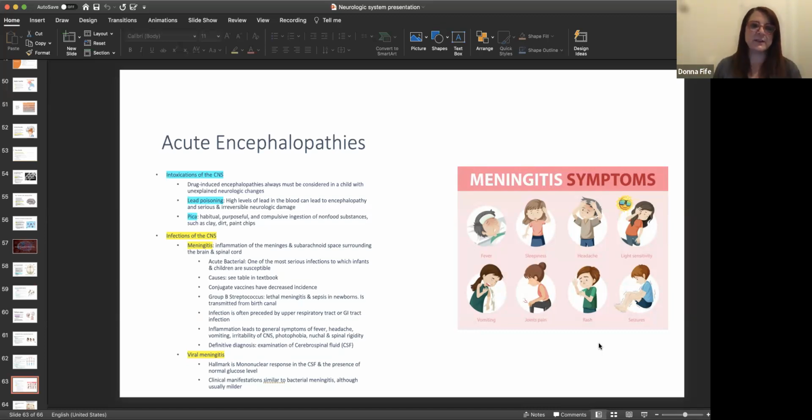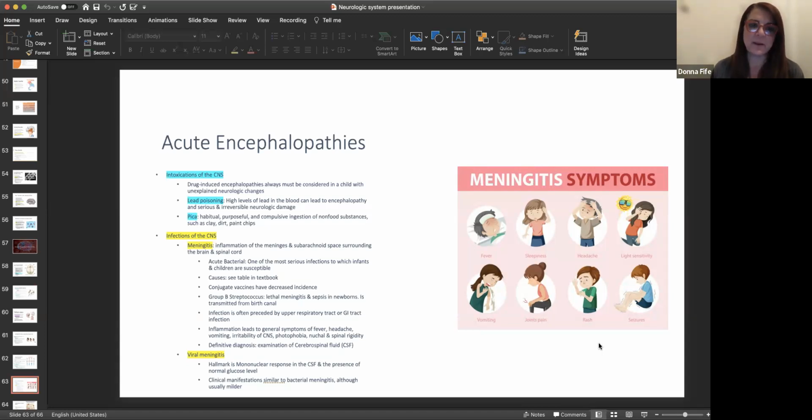Now, infections of the CNS, we have meningitis. This is inflammation of the meninges and the subarachnoid space surrounding the brain and the spinal cord. Acute bacterial, this is one of the most serious infections to which infants and children are susceptible. There are different causes of it listed in the table in the textbook. The use of conjugate vaccines has decreased the incidence of meningitis. Group B streptococcus is a lethal meningitis and sepsis in newborns, and this is transmitted from the birth canal. That's why they will check for group B streptococcus in the birth canal before the delivery date.